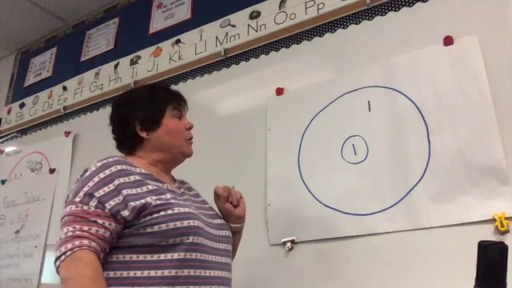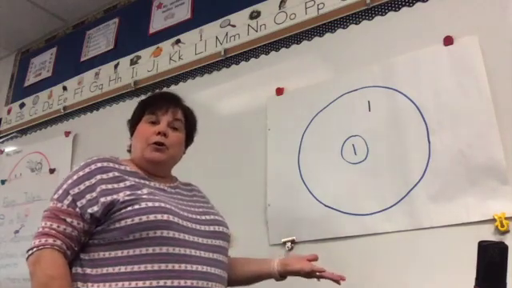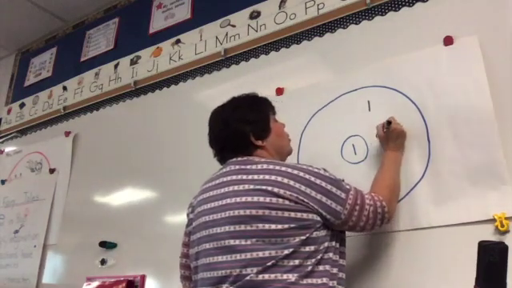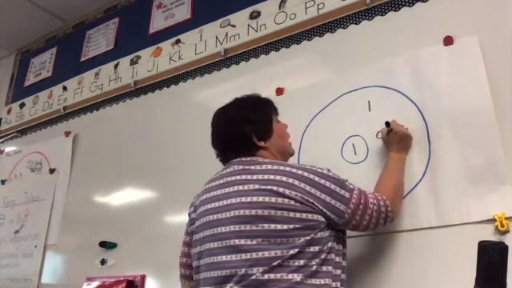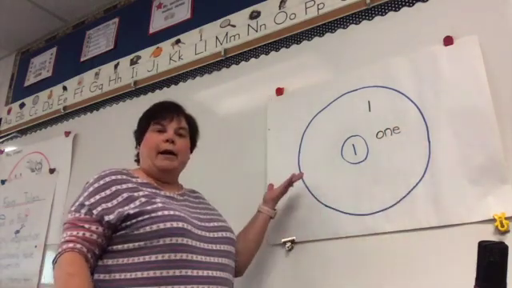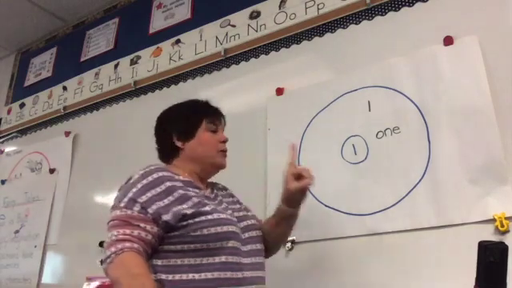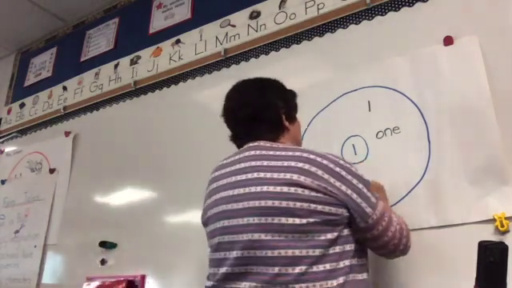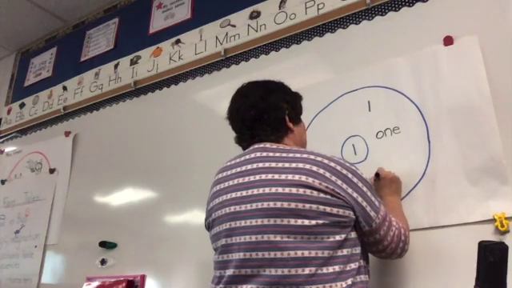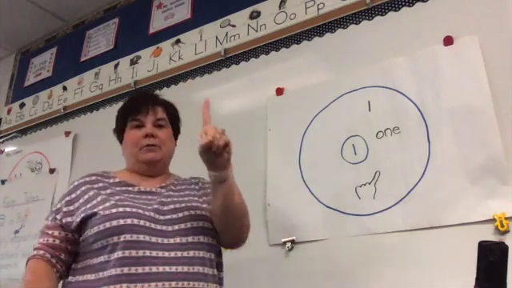That's a tally mark. We could write the word, because the word means 1, and the word for 1 is O-N-E. 1. Another thing, we could hold up one finger. So I'm going to draw my hand with my number 1. I have one finger up.